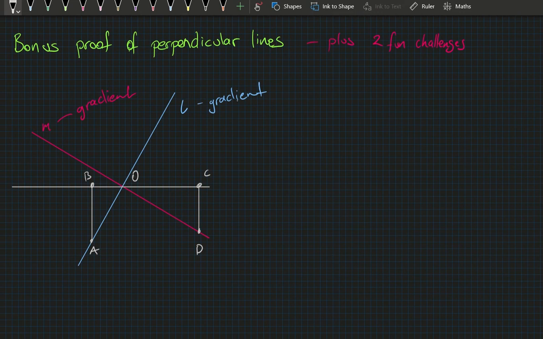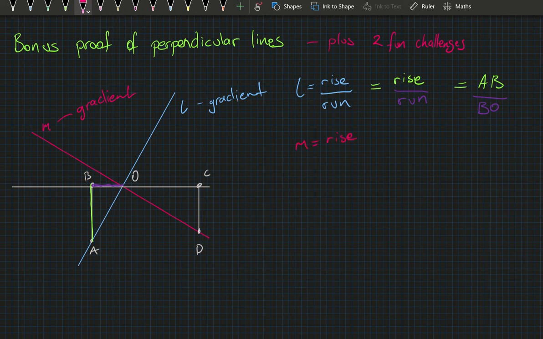And because L is the gradient of this blue line, then L has to equal rise over run, and this segment A to B is the rise. This segment B to O is the run. So L is equal to A to B divided by B to O, where you can think of A to B as the segment length. Okay, and now to move on to m, which is equal to its rise over run. And its rise is this segment length here, but the negative value because we're travelling down. So that's equal to minus CD.